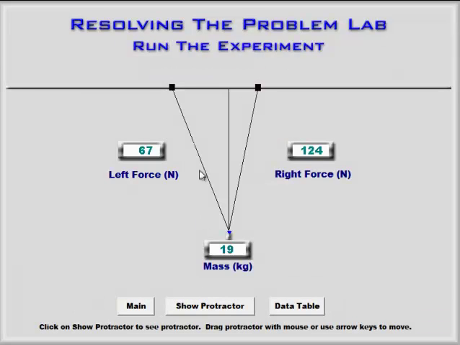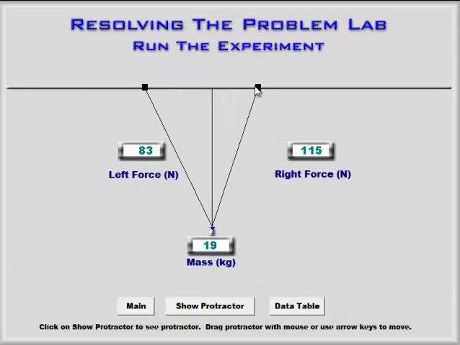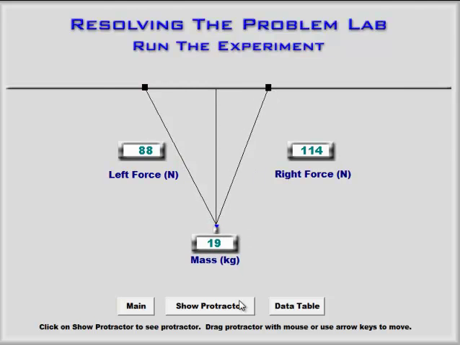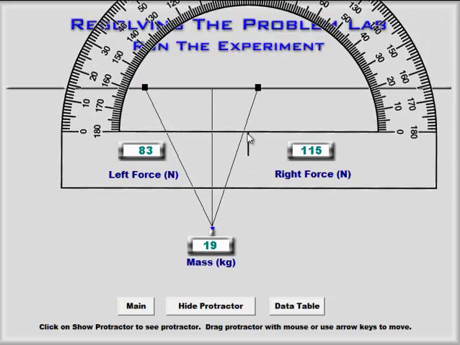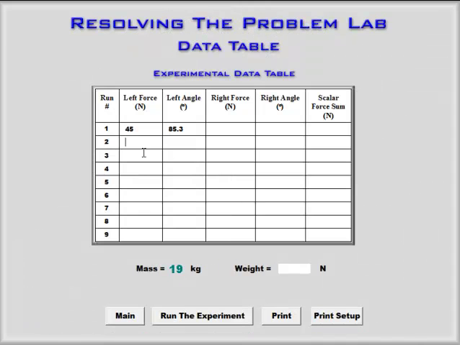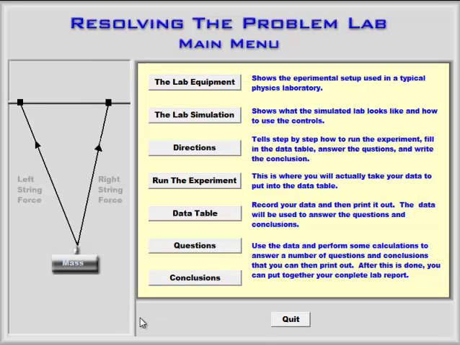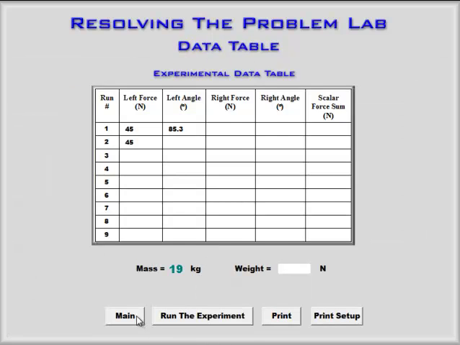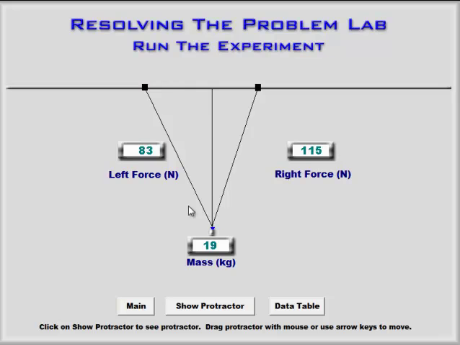And then they can go back and they can change the angle, take the new data, add it to the data table, and when they're done, they can then print out the data table so that they continue with their calculations and answering the questions. At any point, they can always go back to the data table, or they can go back and take further runs in the simulation.